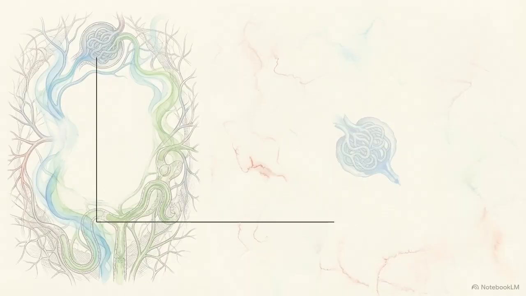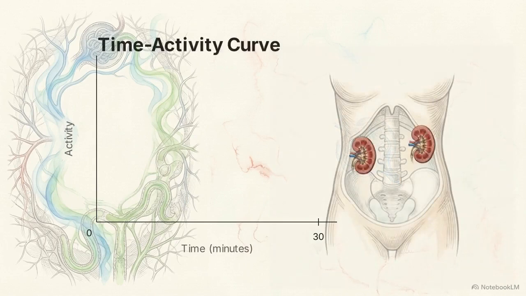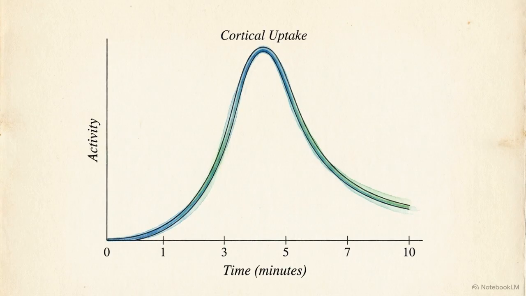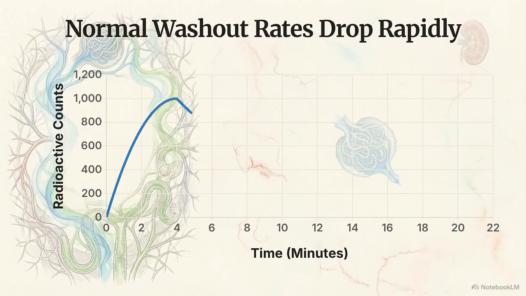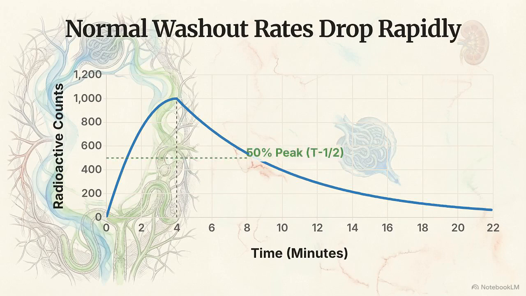This graph represents the macroscopic result of a 30-minute dynamic scan. This is the time activity curve. Within the first 20 seconds of the scan, the kidneys should enhance symmetrically as blood arrives from the aorta. This line peaks between 3 and 5 minutes, marking normal cortical uptake. Next comes the clearance phase. As the tracer leaves the cortex, the curve slopes downward. In a healthy patient, tracer counts will drop to half of their peak value between 7 and 10 minutes.